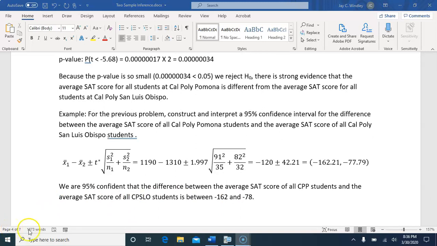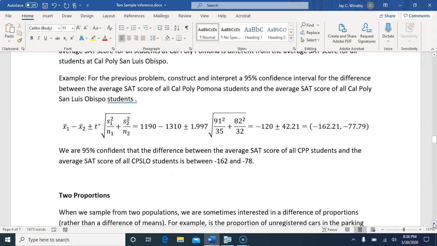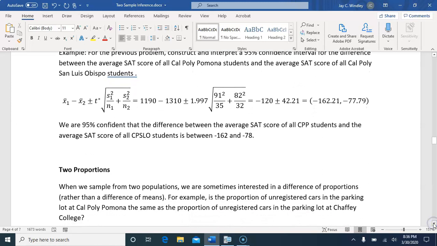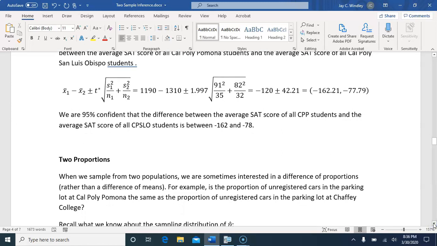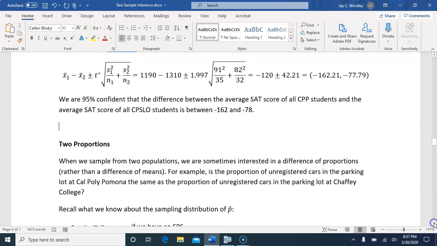Okay, so now let's take a look at how all of that works in the world of proportions. So we're still going to take two samples from two different populations, but now instead of looking at the population mean and the sample mean, we're going to look at the population proportion and the sample proportion. For example, if we wanted to investigate if the proportion of unregistered cars in the parking lot at Cal Poly is different than the proportion of unregistered cars in the parking lot at Chaffey College.